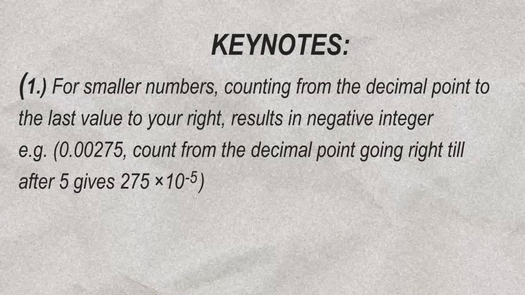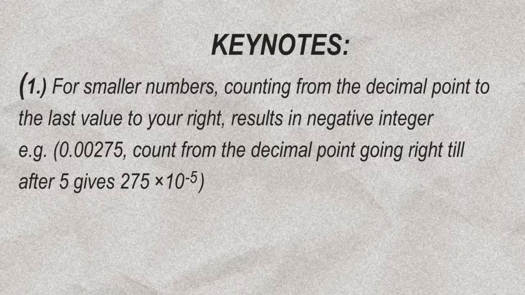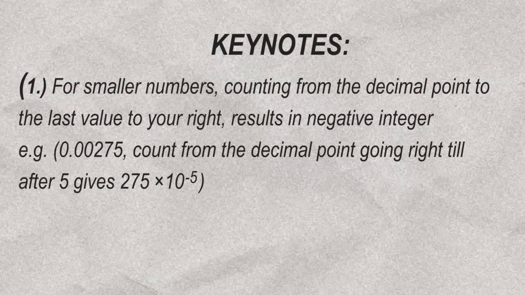We have 0.00275. For us to convert this to standard form, we need to count from the decimal point straight to our right hand side. When we count from the decimal point to our right hand side, we are going to count 5 digits, from 0, 0, 0, 2, to after 7, to after 5. And so the decimal point will now appear after 2, so that will give us 2.75 times 10 raised to power minus 5.